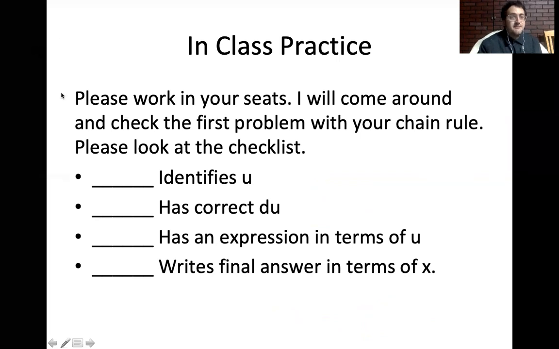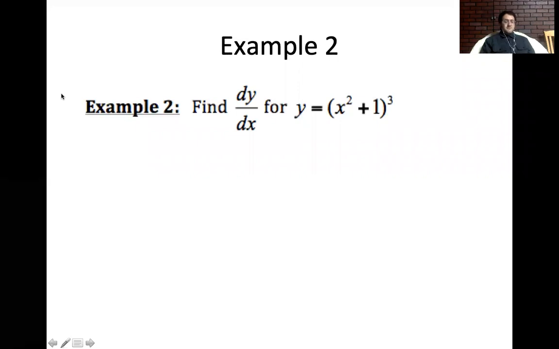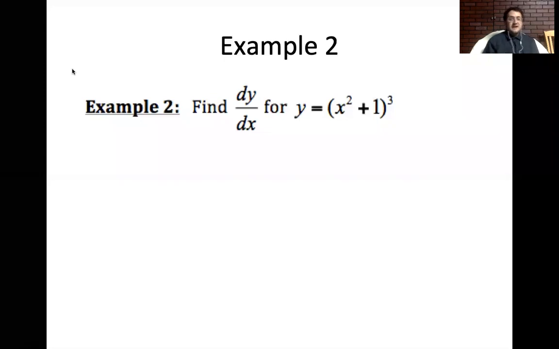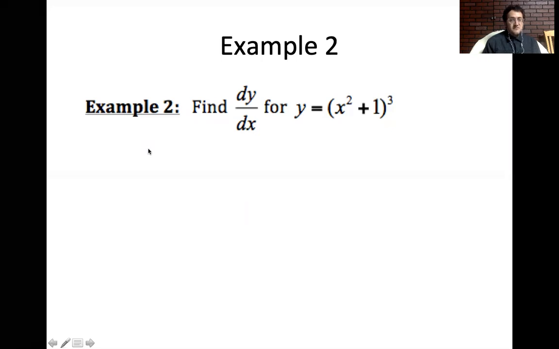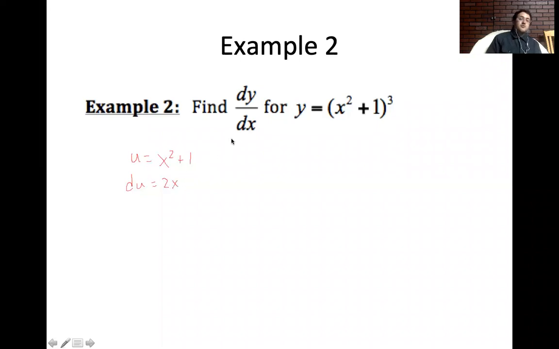Okay, let's take a look at an example now. You could, if you wanted to, multiply three times, but it's going to take a lot longer. If you know the chain rule really well, it's going to be very, very quick. So what we want to do first is we write what our u is. So our u is what is inside of the parentheses, and then our du is going to be just the derivative of what we just wrote. That's 2x. So these are the first ingredients towards finding success.